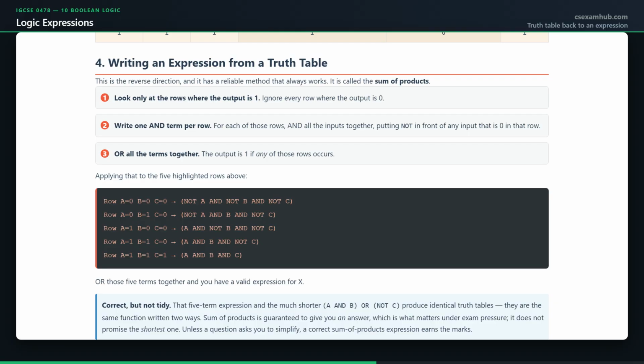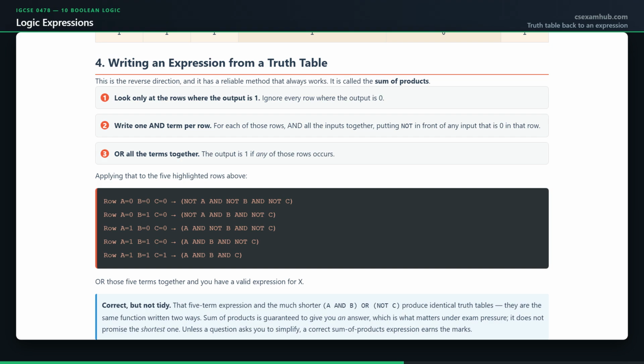3 steps. 1. Look only at the rows where the output is 1 and ignore every row where it is 0. 2. For each of those rows, write one term that ANDs all the inputs together, putting NOT in front of any input that is 0 in that row. 3. OR all those terms together, because the output is 1 if any of those rows occurs.